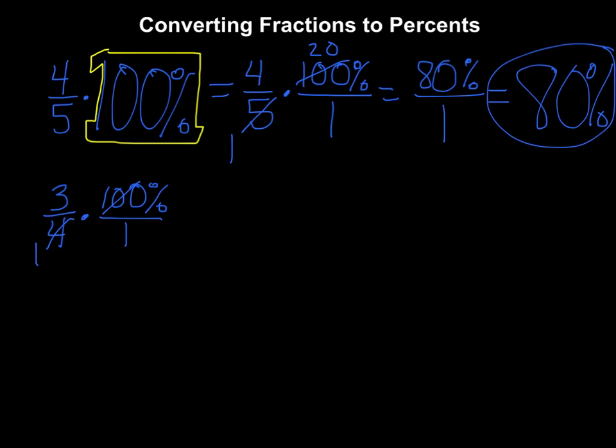And now we can reduce before multiplying 4 and 100 by 4. 4 goes into itself once and into 100 25 times. And now we multiply. So 3 times 25% is 75%. And 1 times 1 is 1. Well, 75% over 1 is just 75%.